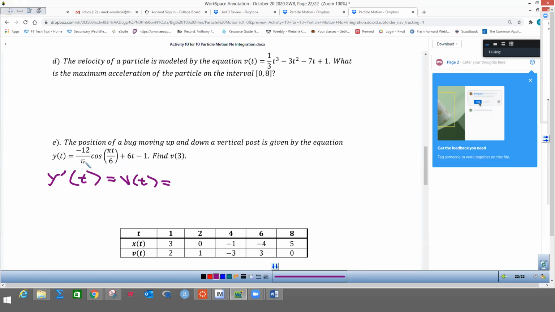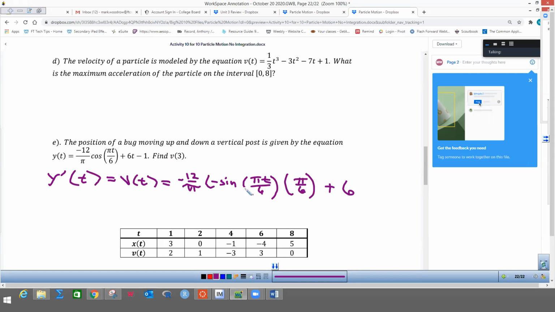So this negative 12 over pi is a coefficient. So I leave it negative 12 over pi because that's a number. I do the derivative of cosine, which is negative sine. Leave the angle the same. Let's see, that's pi t over 6. And then chain rule says do the derivative of the angle last. So the derivative of pi t over 6 is pi over 6. And then the derivative of 6t is 6, and the derivative of negative 1 is 0.